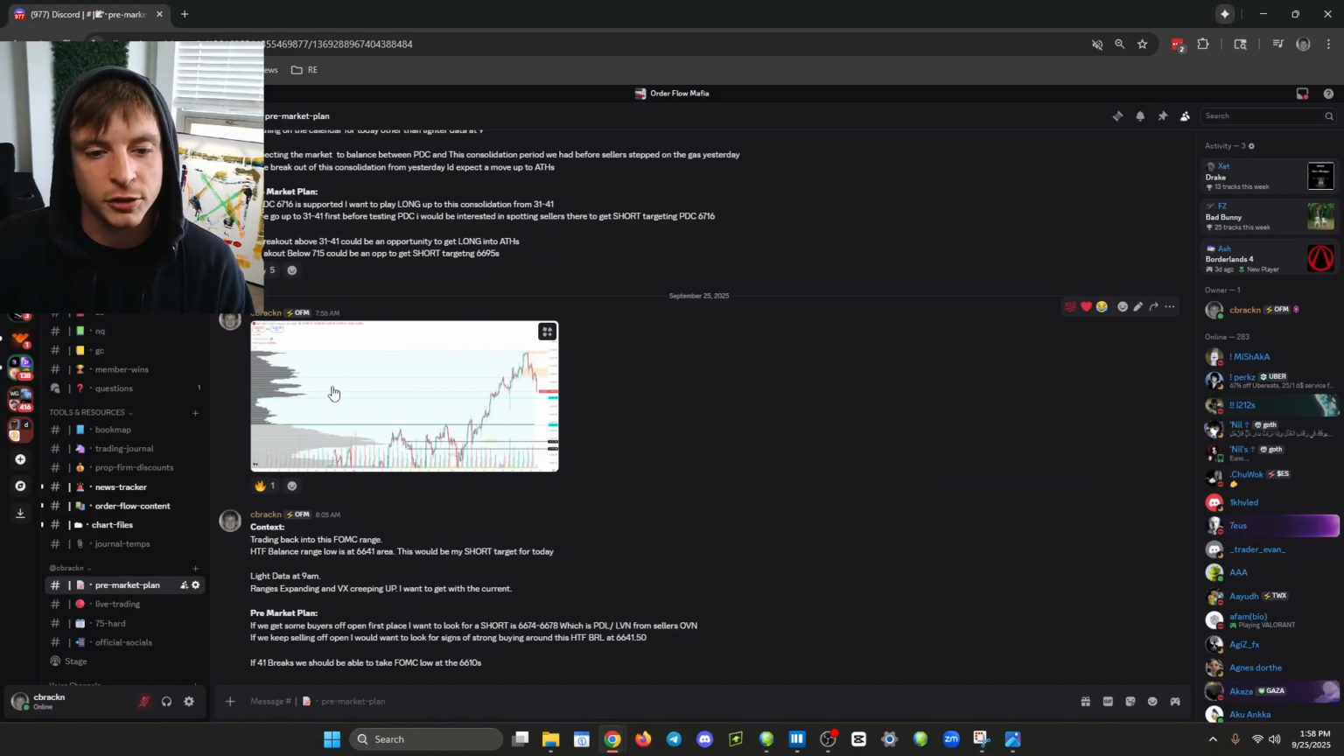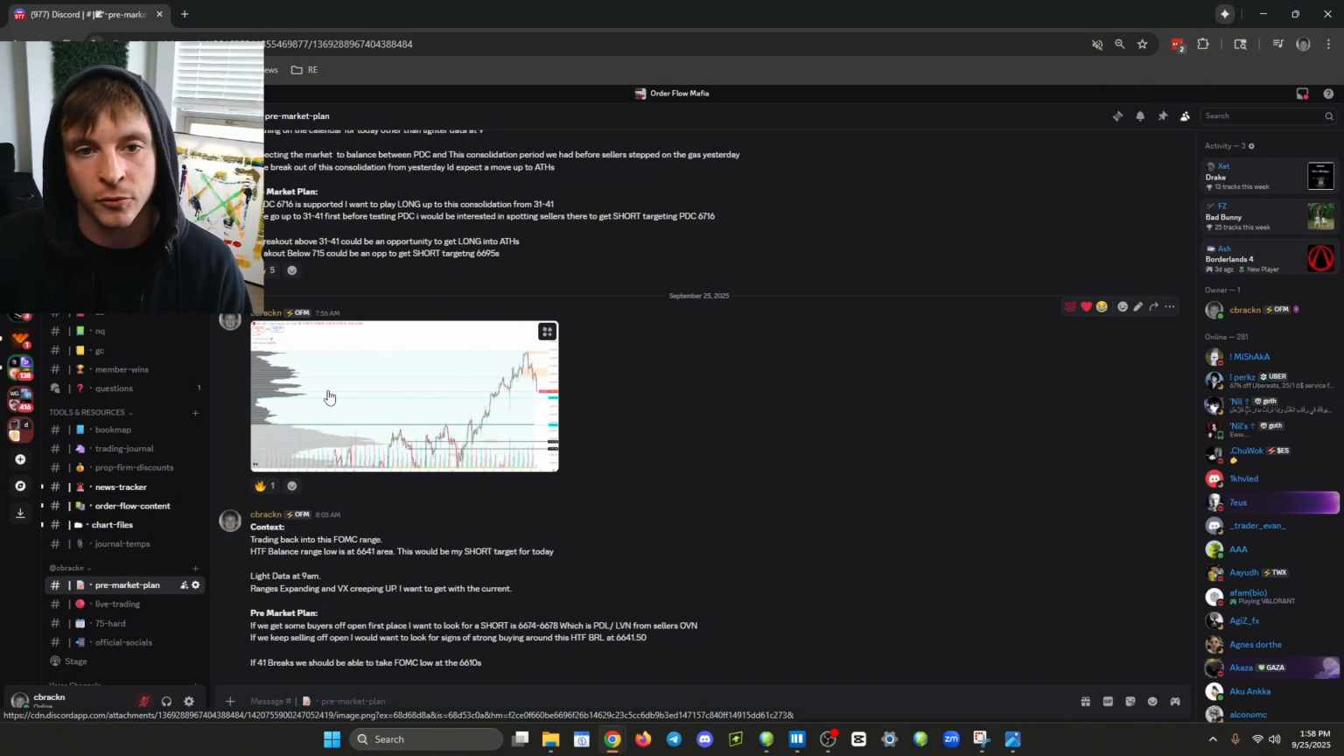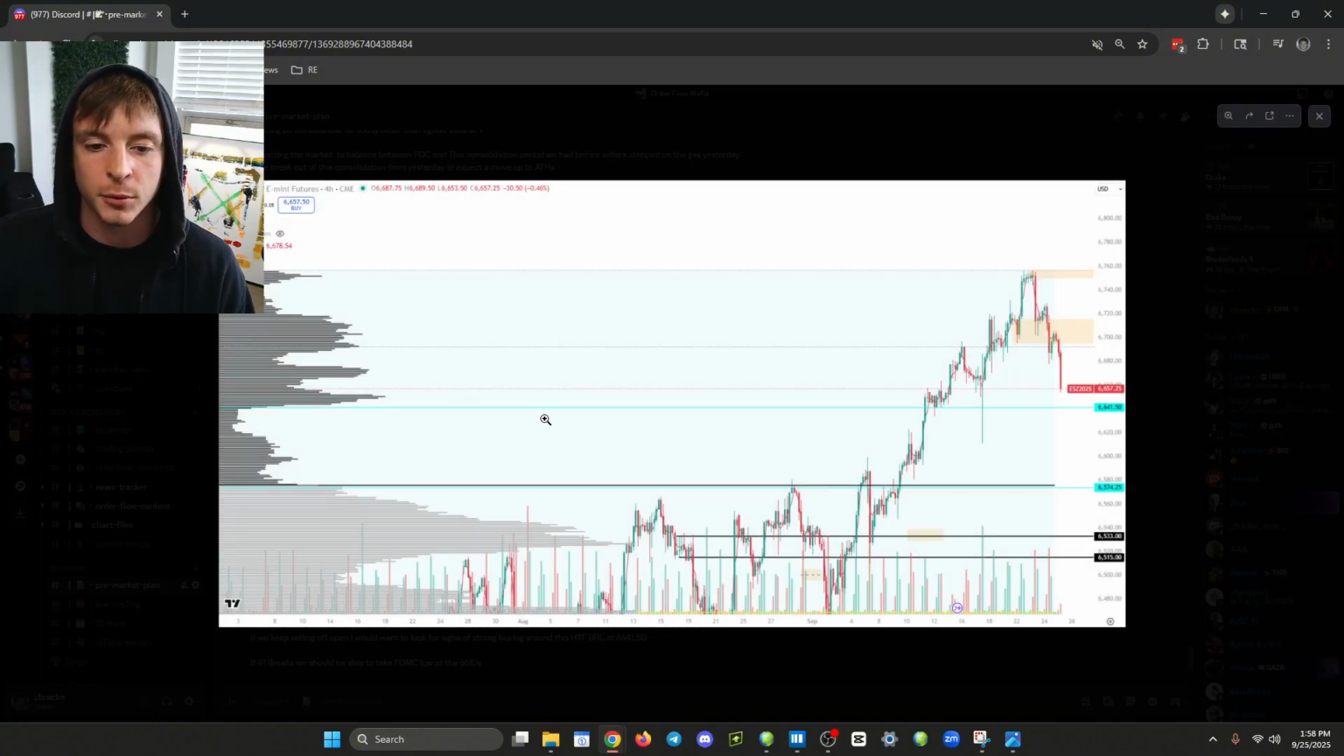So what I did first was I just looked at the higher time frame volume profile and decided if there was going to be a bounce, where would it be? I came up with the level of 66.41 roughly, and that is just the edge of value you can see right here from this distribution.